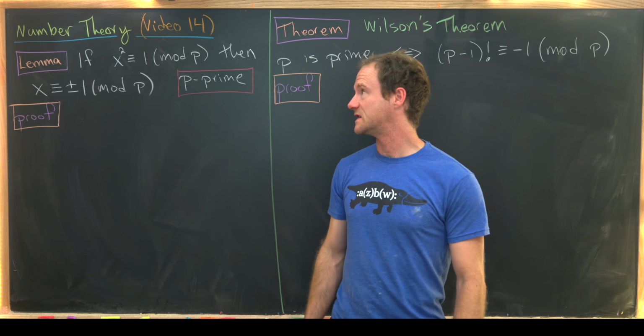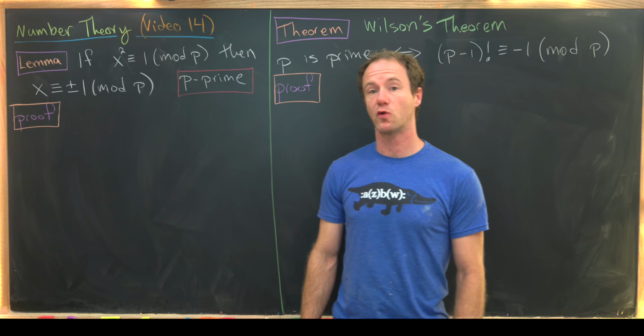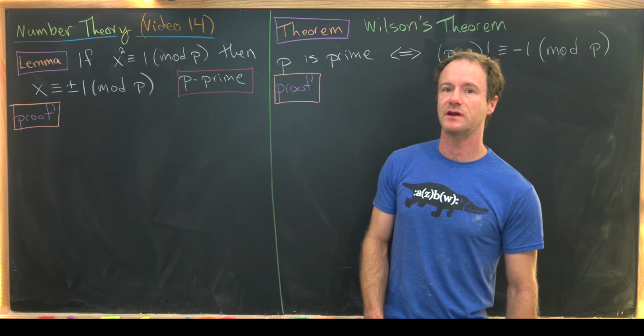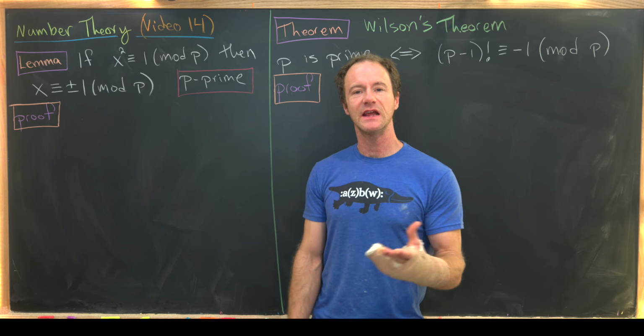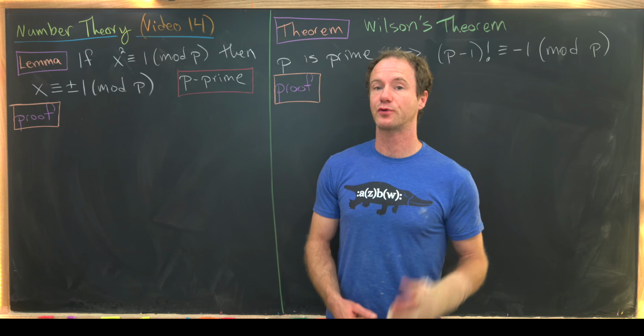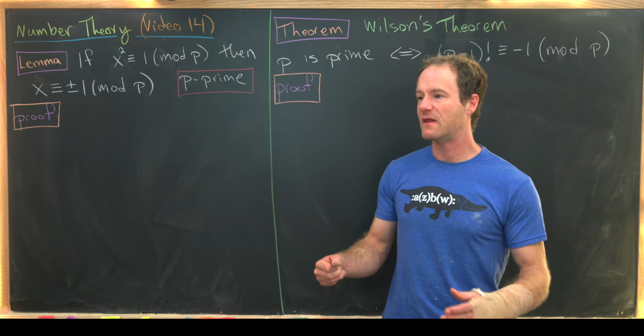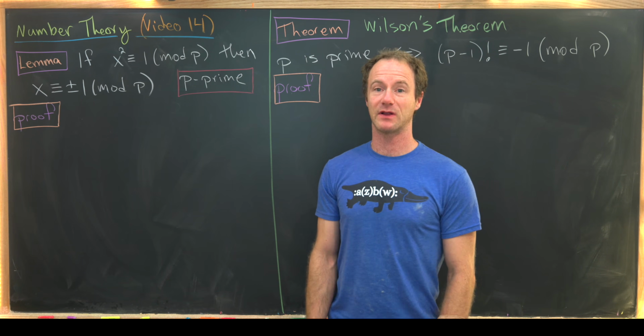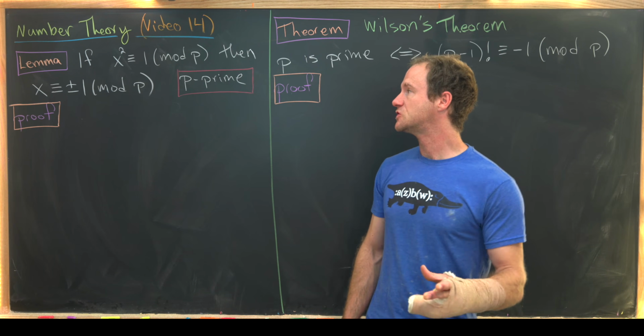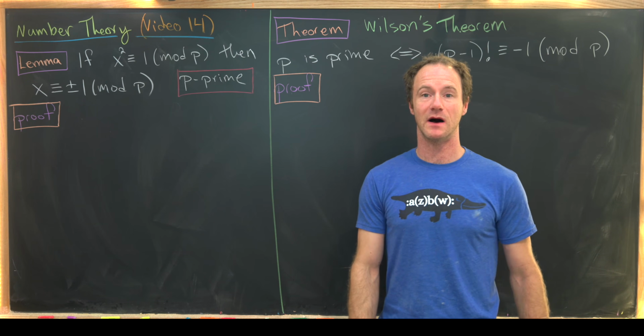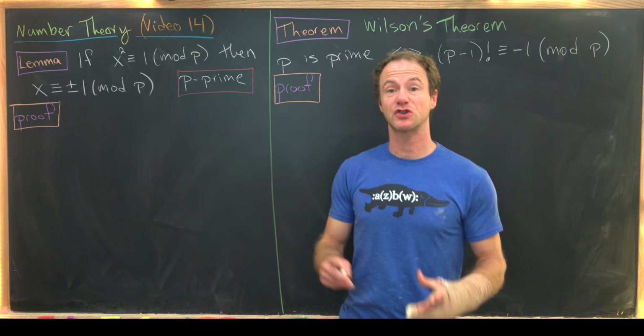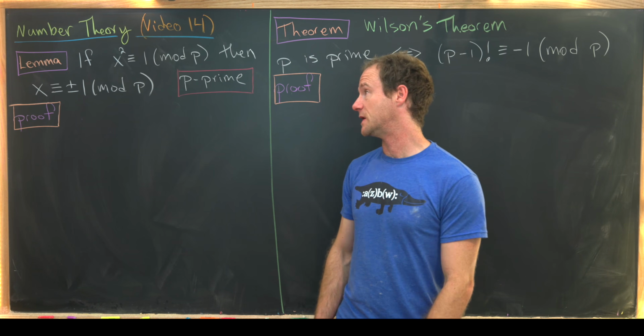This is the 14th in a series of videos that I'm making to support an elementary number theory class that I'm teaching. Here we're going to build up to and prove Wilson's theorem, and then also look at a couple of applications of Wilson's theorem. So we'll start with the following lemma, and that has to do with square roots of 1 modulo p.